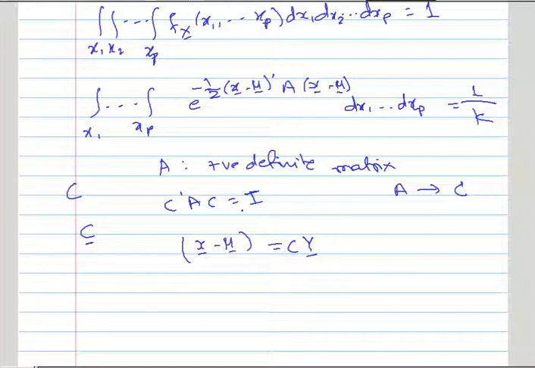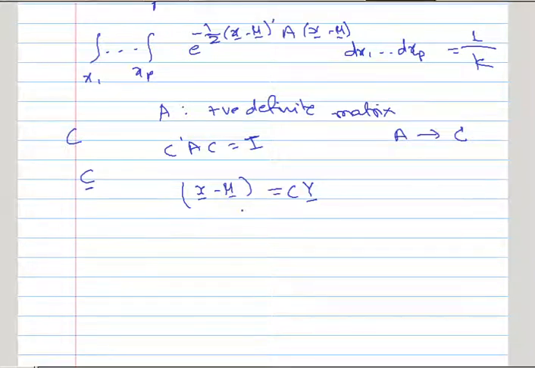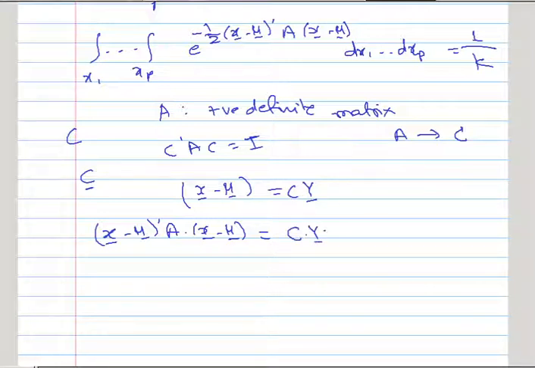Once we obtain matrix C, then we will have a transformation vector y bar. We will bring another vector into picture, y bar, such that x bar minus mu bar will be equal to C y bar. Now once we define this, we will work out this expression, x bar minus mu bar prime into A into x bar minus mu bar. So this x bar minus mu bar is considered to be C y bar, but its prime has to be taken because x bar minus mu bar prime was there. So C y bar prime into A into, again, C y bar.